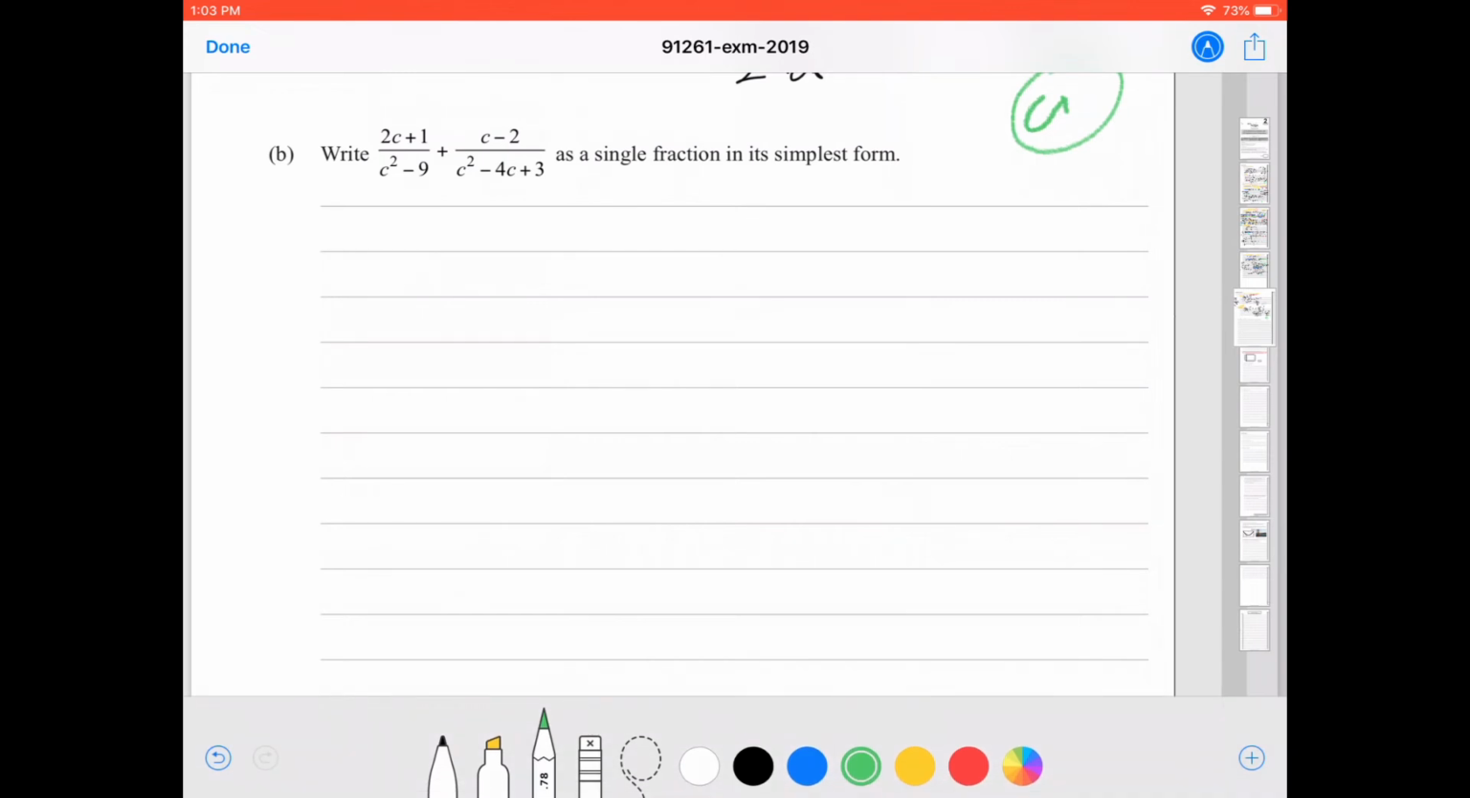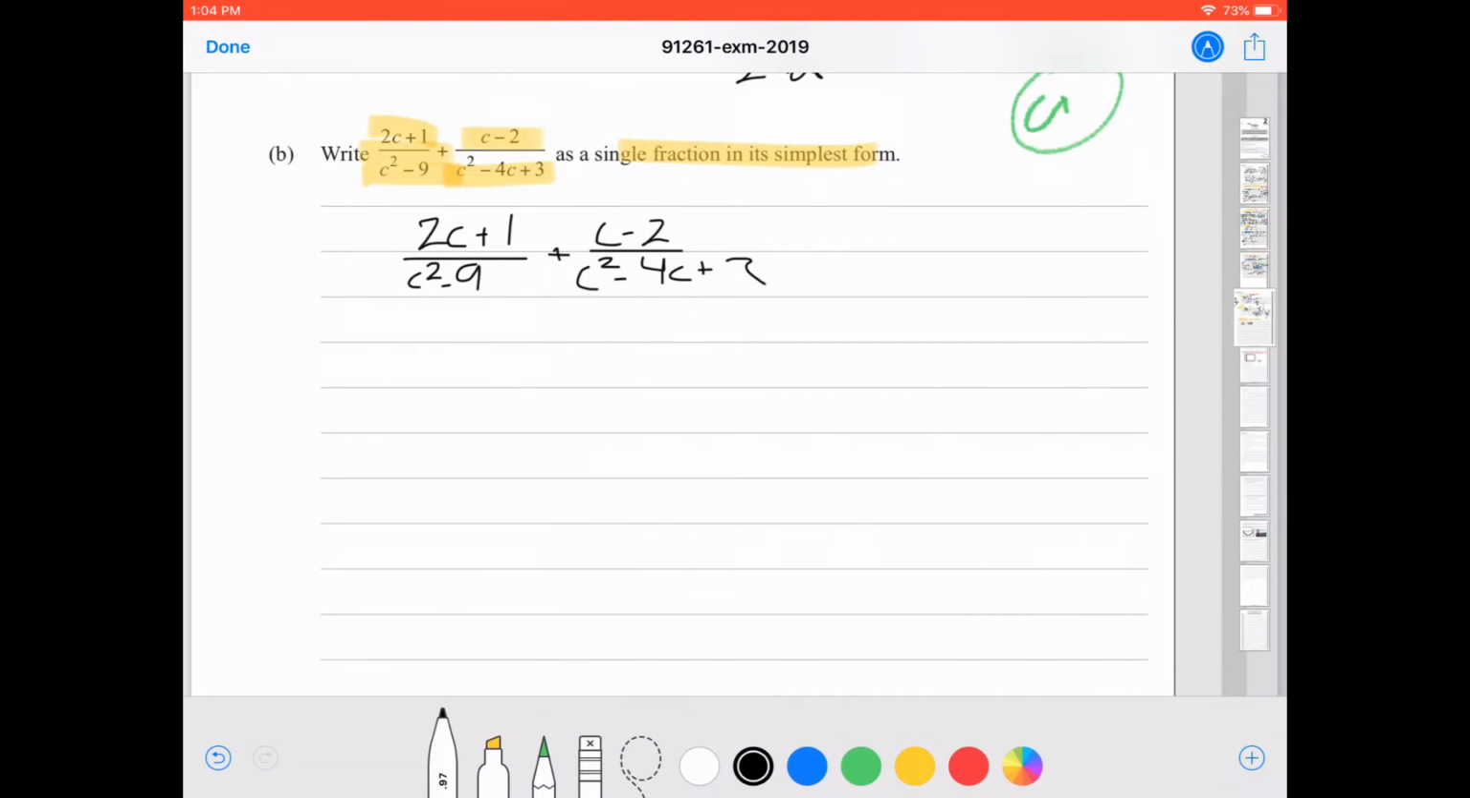Question 2b would be asked to write (2c plus 1) over (c squared minus 9) plus (c minus 2) over (c squared minus 4c plus 3) as a single fraction in its simplest terms. Let's write out our expression. 2c plus 1 over c squared minus 9, plus c minus 2 over c squared minus 4c plus 3.